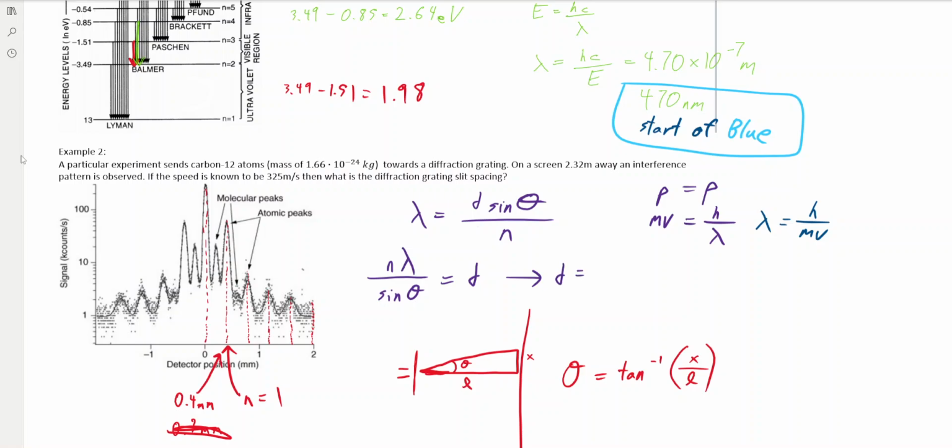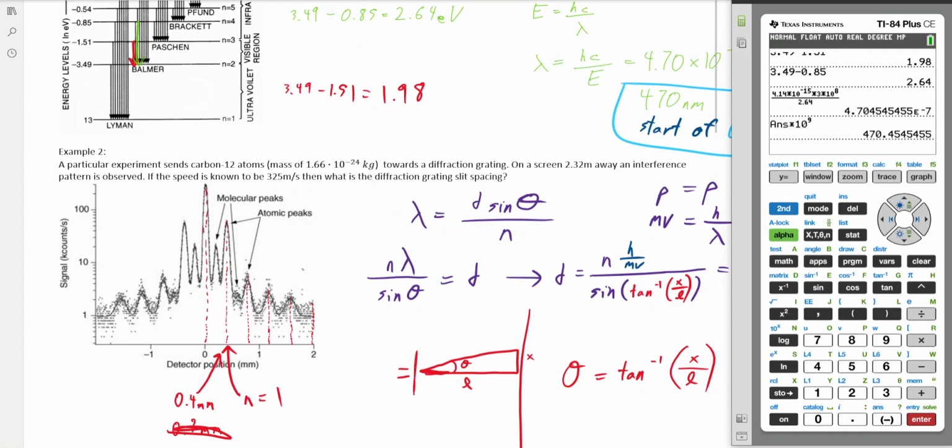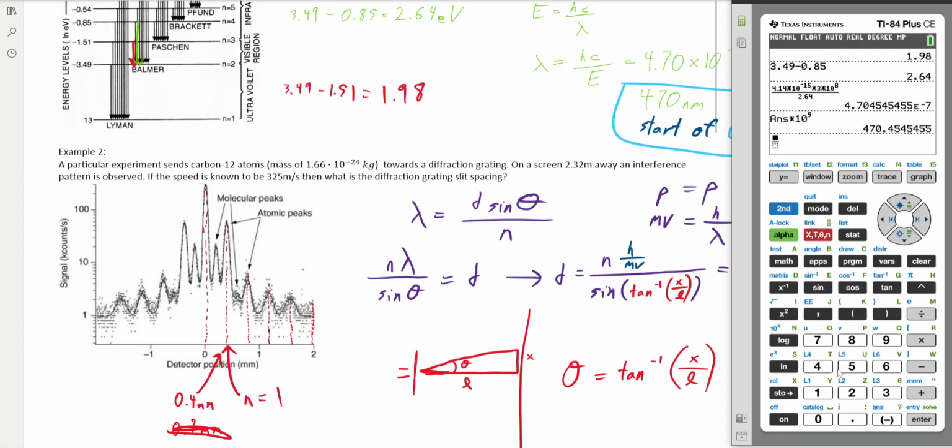So D equals n, which is 1, but we can just write it as n. And then lambda, which is h over mv, over sine theta, which is sine of theta, but theta is going to be tan^-1 of x over L. And so now we have this big long equation that can give us the diffraction grating spacing. So n is just 1, so we can ignore that one.